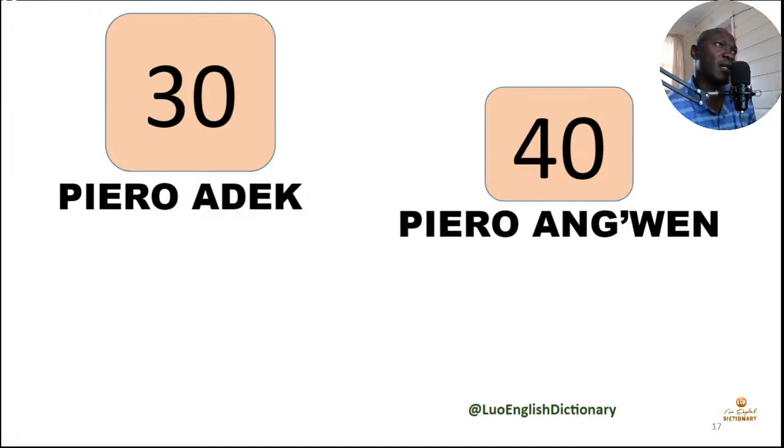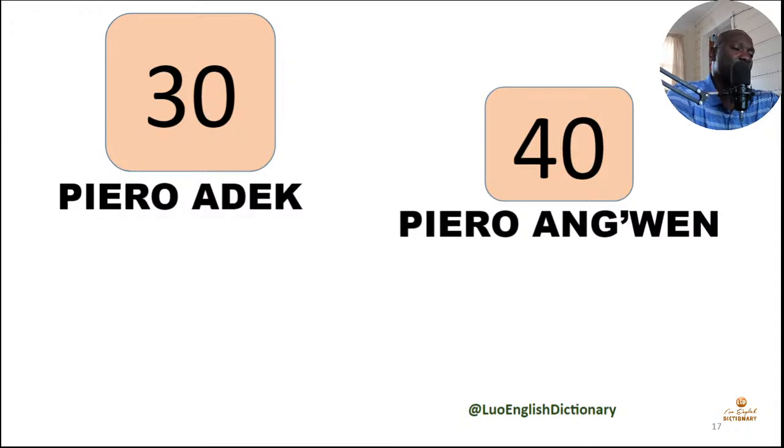counting. You keep on repeating the 1, the 2, the 3, the 4, 5, 6, 7, 8, and 9. So if you go into 30, you would say Piero adek, or 3 tenths. Piero adek, okay? Then 40 would be Piero angwen. So can you guess what 50 would be?